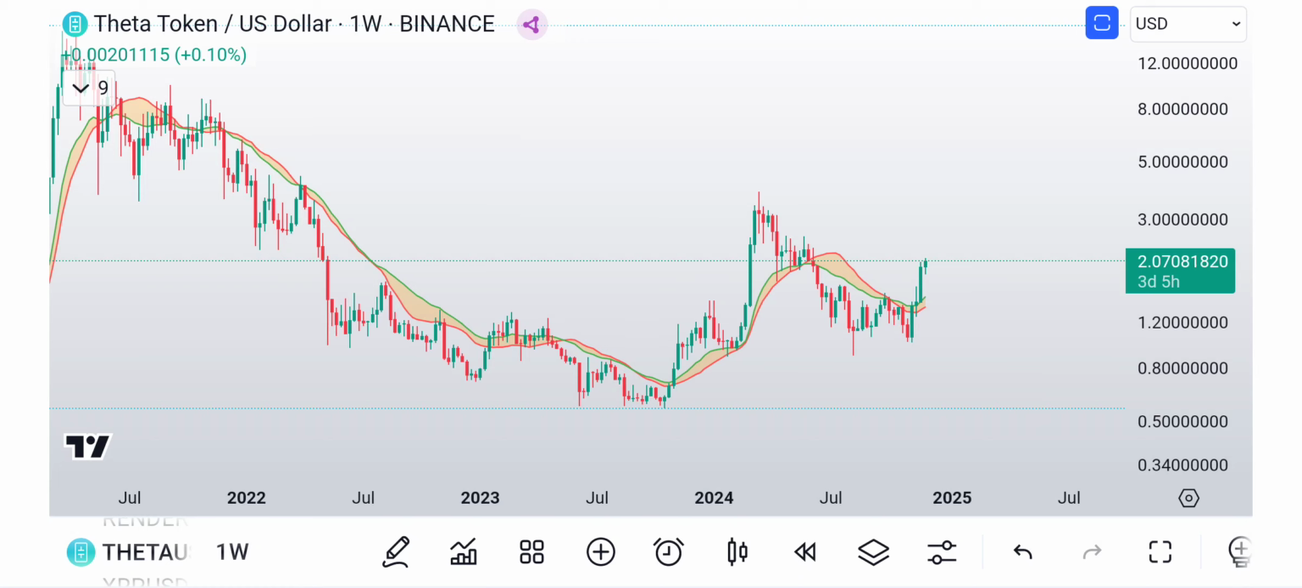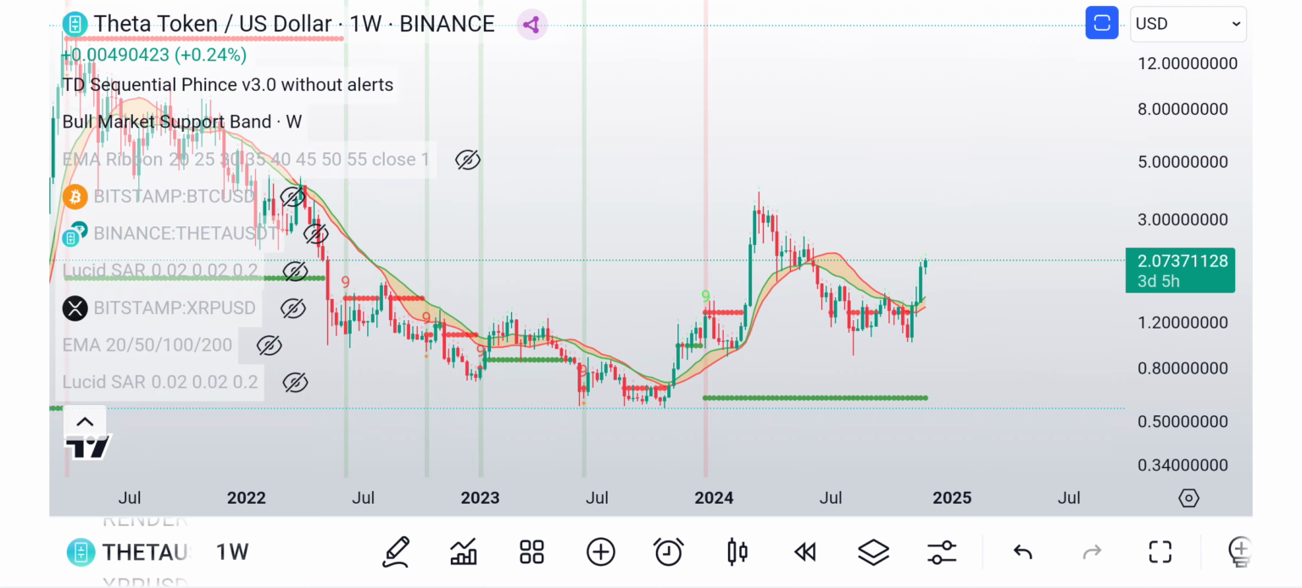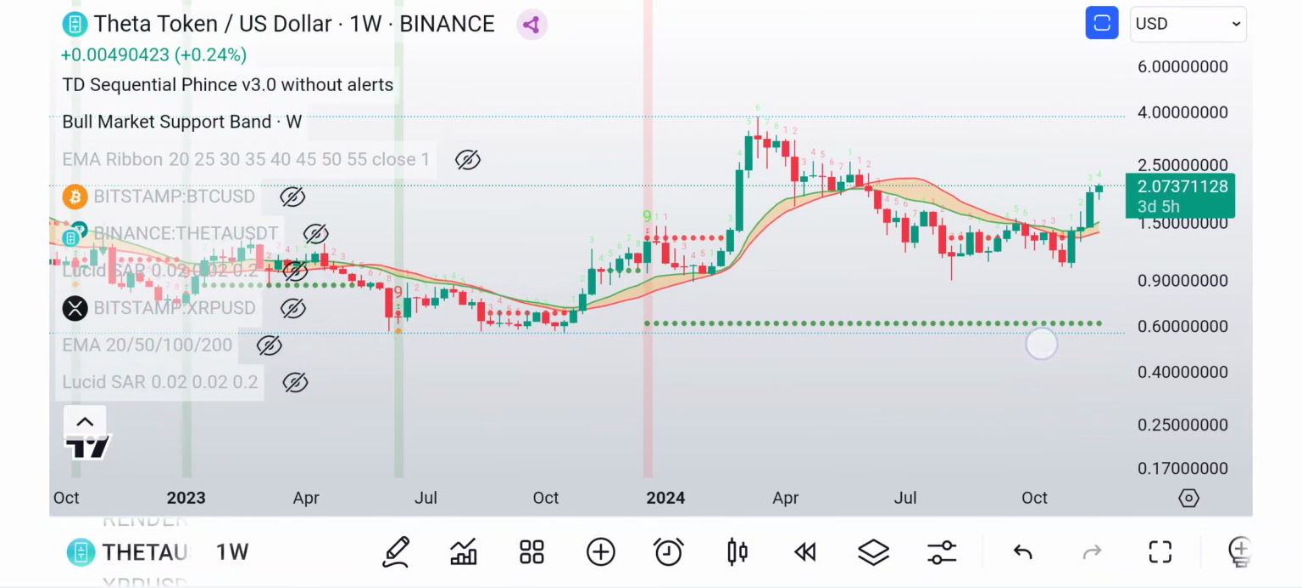And today is going to be a little bit different because instead of the normal wave structure type of video, I'm going to look at a couple different indicators. So I'm not really a big indicator guy. I like the RSI, I like the bull market support band, and my favorite is the TD sequential, right?